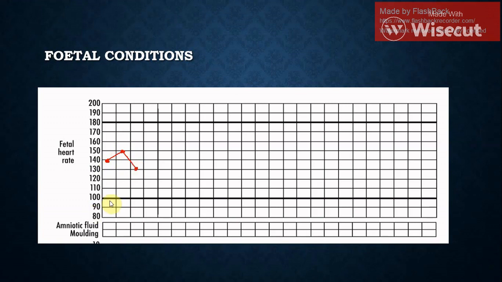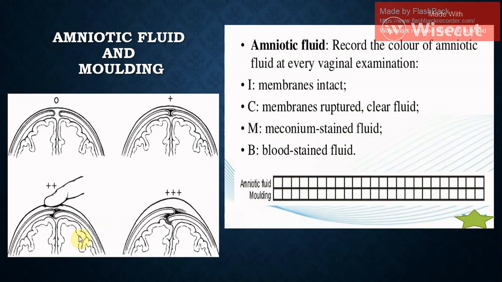So if the fetal heart rate is less than 110 beats per minute, suppose it is 100 beats per minute or say 90 beats per minute, it represents fetal distress. If the fetal heart rate is 160 and above, say 175, it represents fetal distress again. So in the lower border here, we see the amniotic fluid and the molding. We'll be looking into these in the subsequent slide.